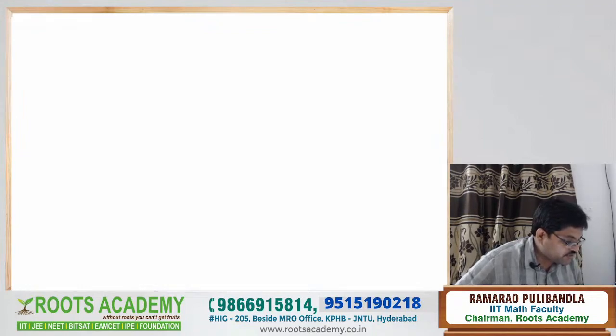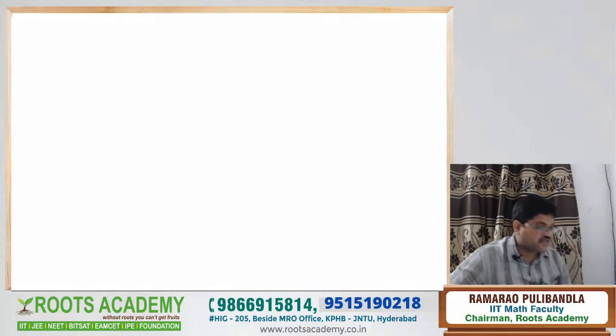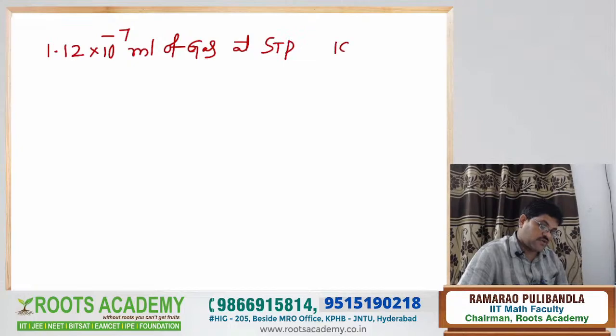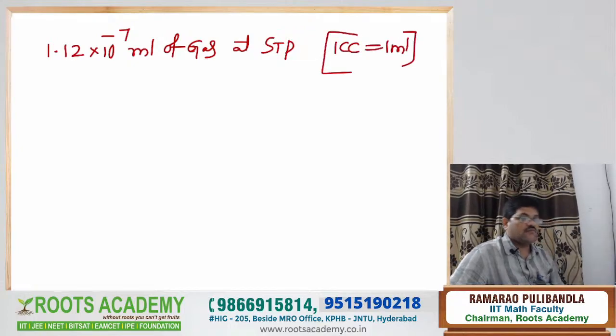Calculate the number of molecules present in 1.12 into 10 power minus 7 cc of gas at STP. Number of molecules in 1.12 into 10 power minus 7 cc. Cc means what? ml of the gas at STP. 1 cubic centimeter is equal to 1 ml. Therefore, STP is asked.